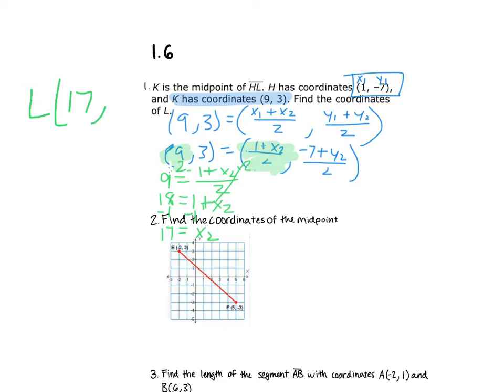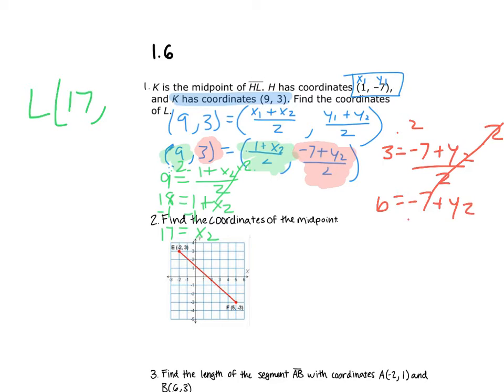Now we have to find the y2. So we set 3 is equal to -7 plus y2 over 2. Multiply both sides by 2, so those cancel out. So we have 6 is equal to -7 plus y2. Add 7 to both sides, so it's 6 plus 7. 13 is equal to y2.